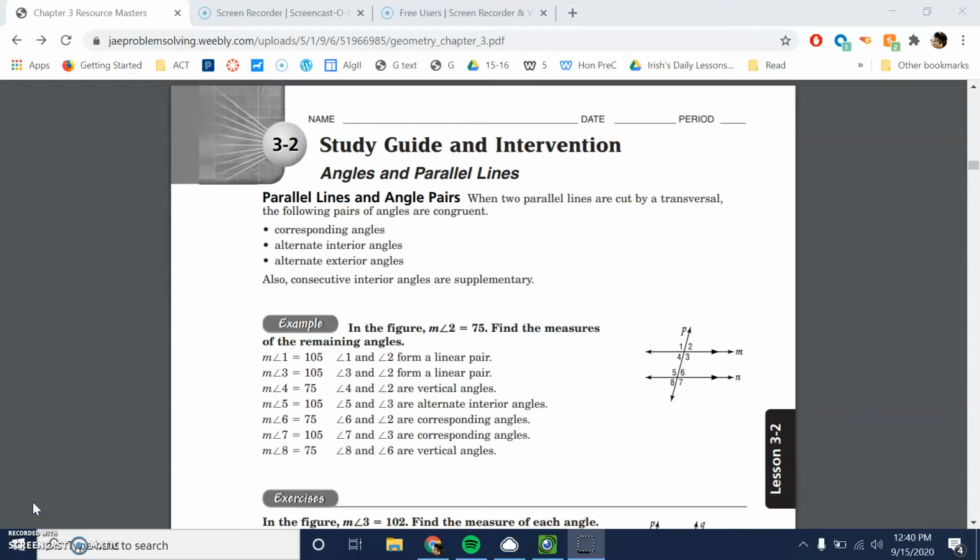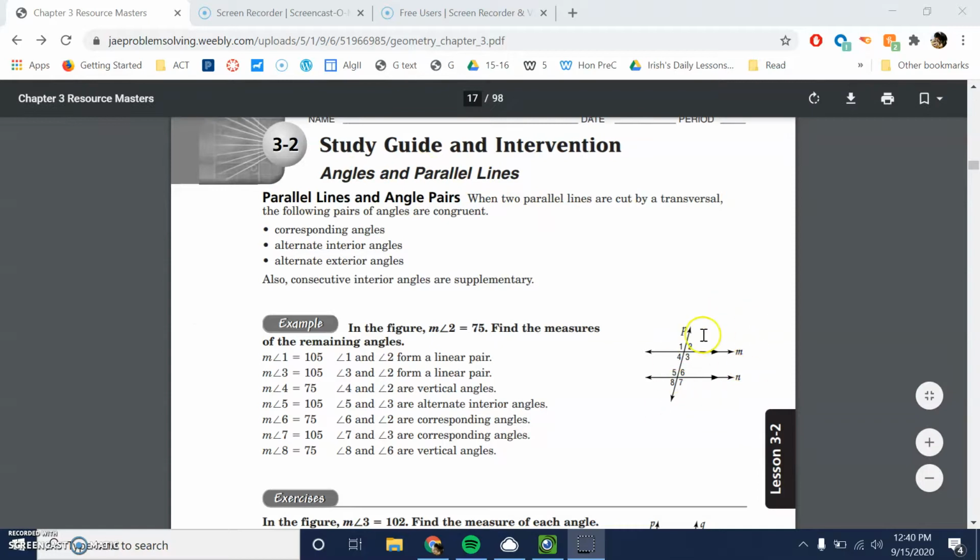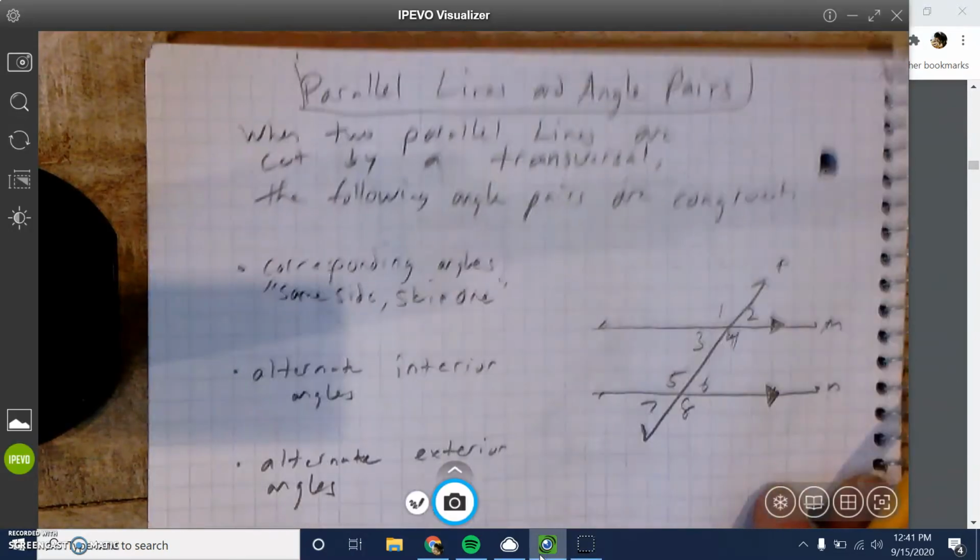Okay, so we are going to figure out parallel lines and angle pairs with our picture that looks like this. Parallel lines and angle pairs. When two parallel lines are cut by a transversal, what the hell is that? We'll figure out in a second. The following pairs of angles are congruent: corresponding, alternate interior, alternate exterior. And consecutive interior angles are supplementary. All right, what the hell is that? Let's figure it out. So first, I got to write my definitions.